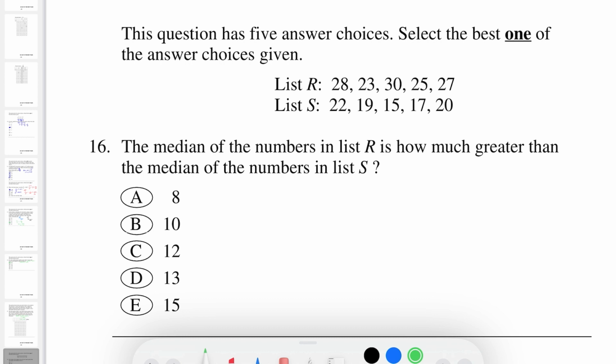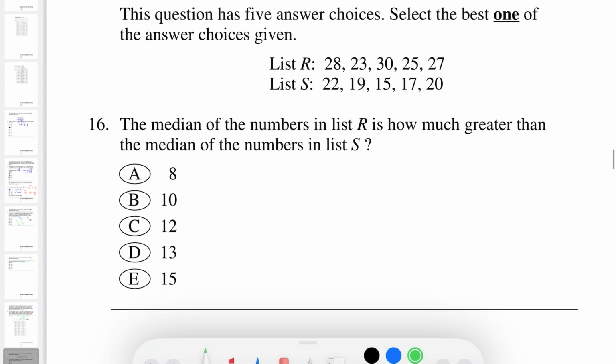We have two lists that we're given, list R and list S, and then the question says the median of the numbers in list R is how much greater than the median of the numbers in list S. So let's find the median. To do that, we need to put our numbers in numerical order. So I'm going to rewrite list R above: 23, 25, 27, 28, 30. And our median is going to be that number that's in the middle, 27. Okay, so the median of list R is 27.